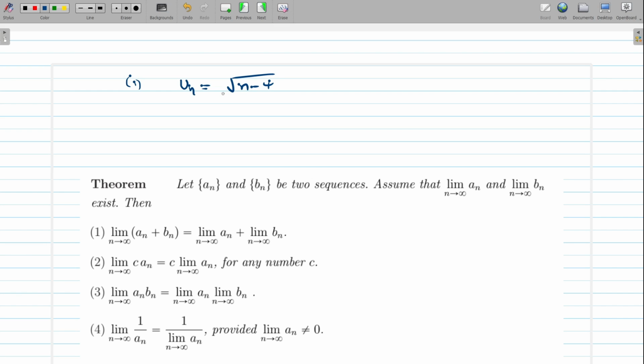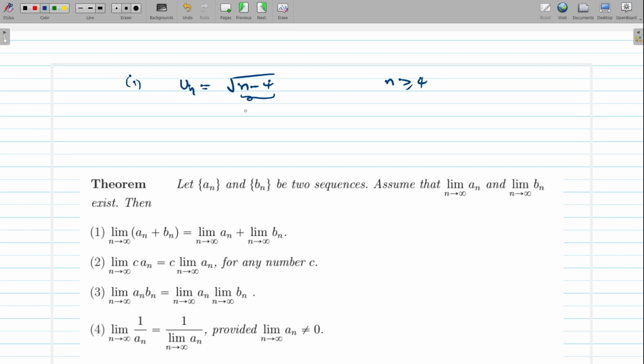If we are to talk about real valued sequences, then we must make sure that whatever is under this square root is greater than or equal to 0. So starting from what value of n is this sequence going to be well defined? Starting from 4, so this sequence is defined for n greater than or equal to 4. Anything less than that gives a negative number under the root, and then the sequence is not going to be well defined.